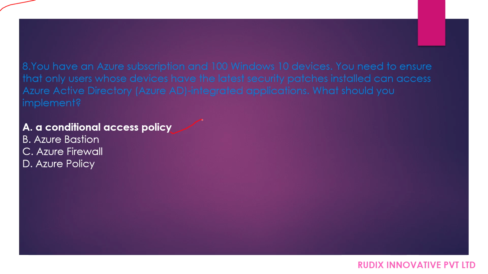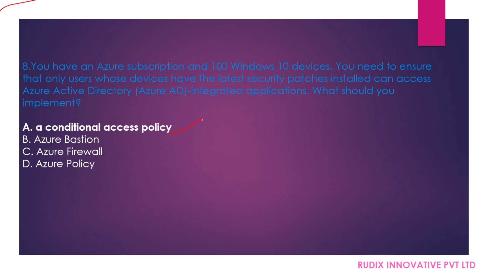Why the answer is conditional access policy: in Azure Active Directory, it allows you to enforce access controls based on specific conditions such as the compliance status of devices. In this scenario, we can configure a conditional access policy to grant access to the Azure AD integrated applications only if the user device meets certain requirements, such as having the latest security patches installed. This ensures that only devices with up-to-date security configurations can access the applications, enhancing the overall security posture of your environment.